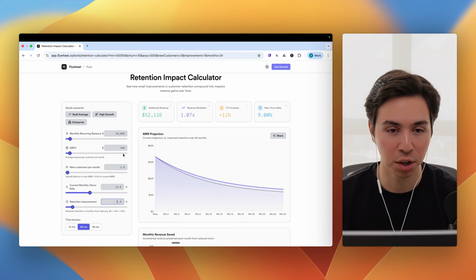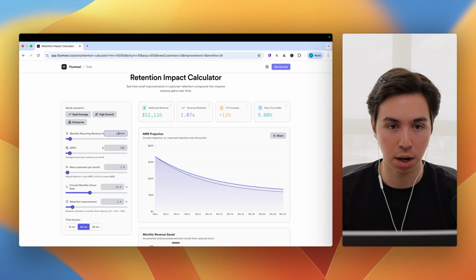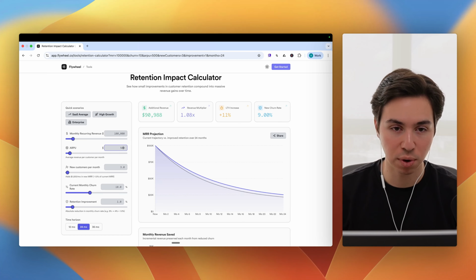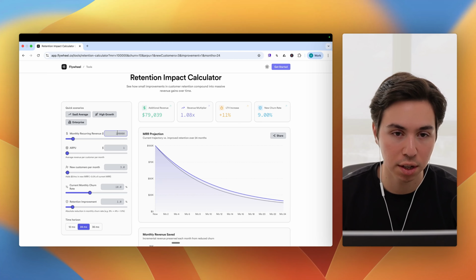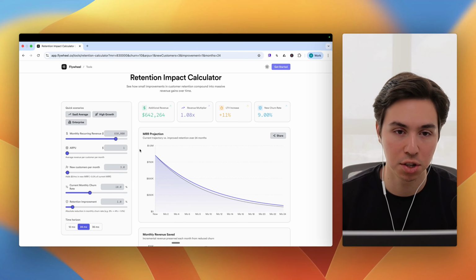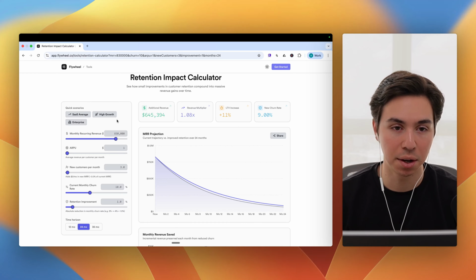So let me actually walk you through a real example. Let's say your SaaS is doing $100,000 a month. Average revenue per user. Let's look at a company that's doing $10 million a year. Okay, so they're doing around $830,000 per month.